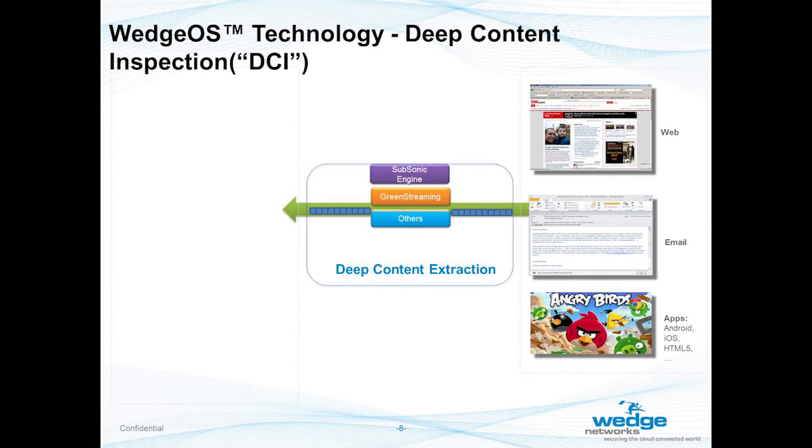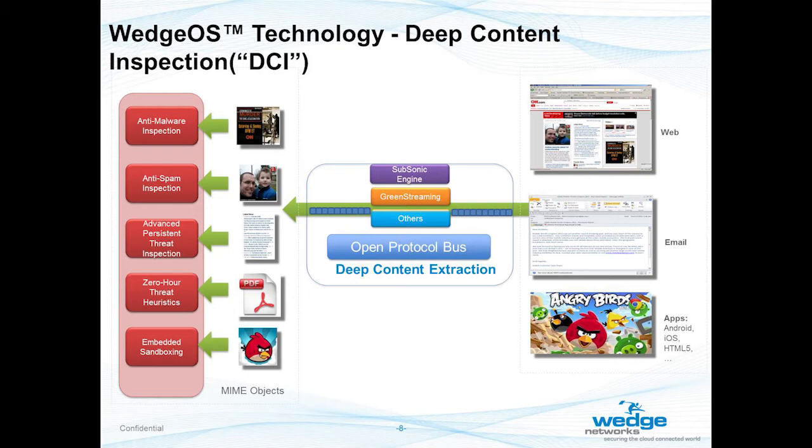And then we have other engines there. We're not going to speak about them right now, but basically you can see where this is. It's sort of like a staggering of engines that we can scan the contents through. And then once the content's available, again, the open protocol bus comes into play, and that's where the content is made available to the different threat databases there.